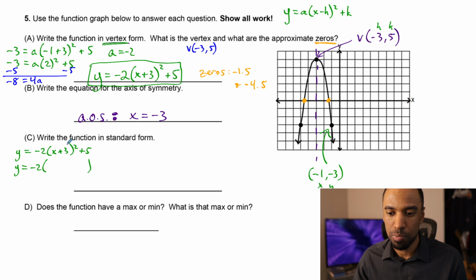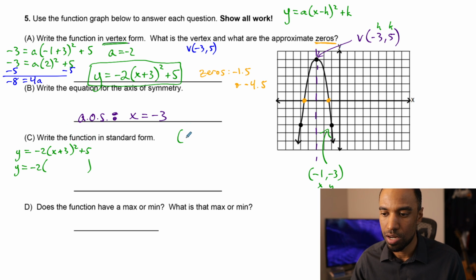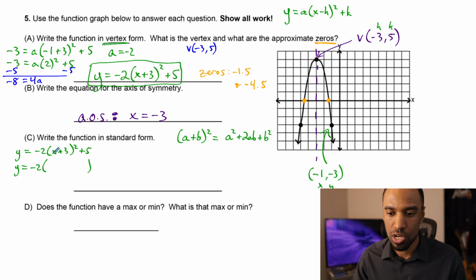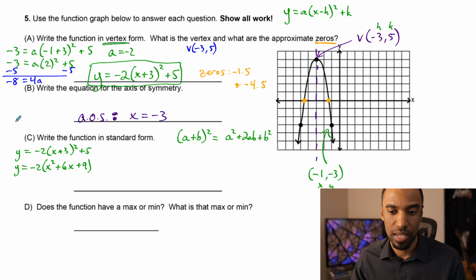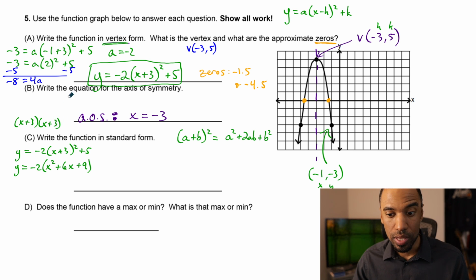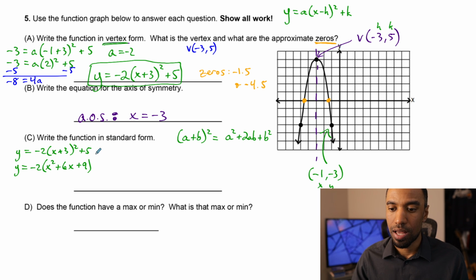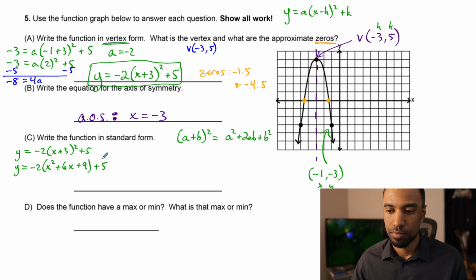In expanding this, x plus 3 quantity squared, if you guys remember here, a plus b quantity squared equals a squared plus 2ab plus b squared, meaning we square the first term, we're going to square the x. We are going to double the product of a and b, double the product of 3 and x. Double 3x is 6x. And we are going to square the last term. The b is 3. 3 squared is 9. If you want to square conventionally, guys, just do x plus 3 times x plus 3 and FOIL it. I'm not going to do that. That's something you can do. Plus 5 right here.